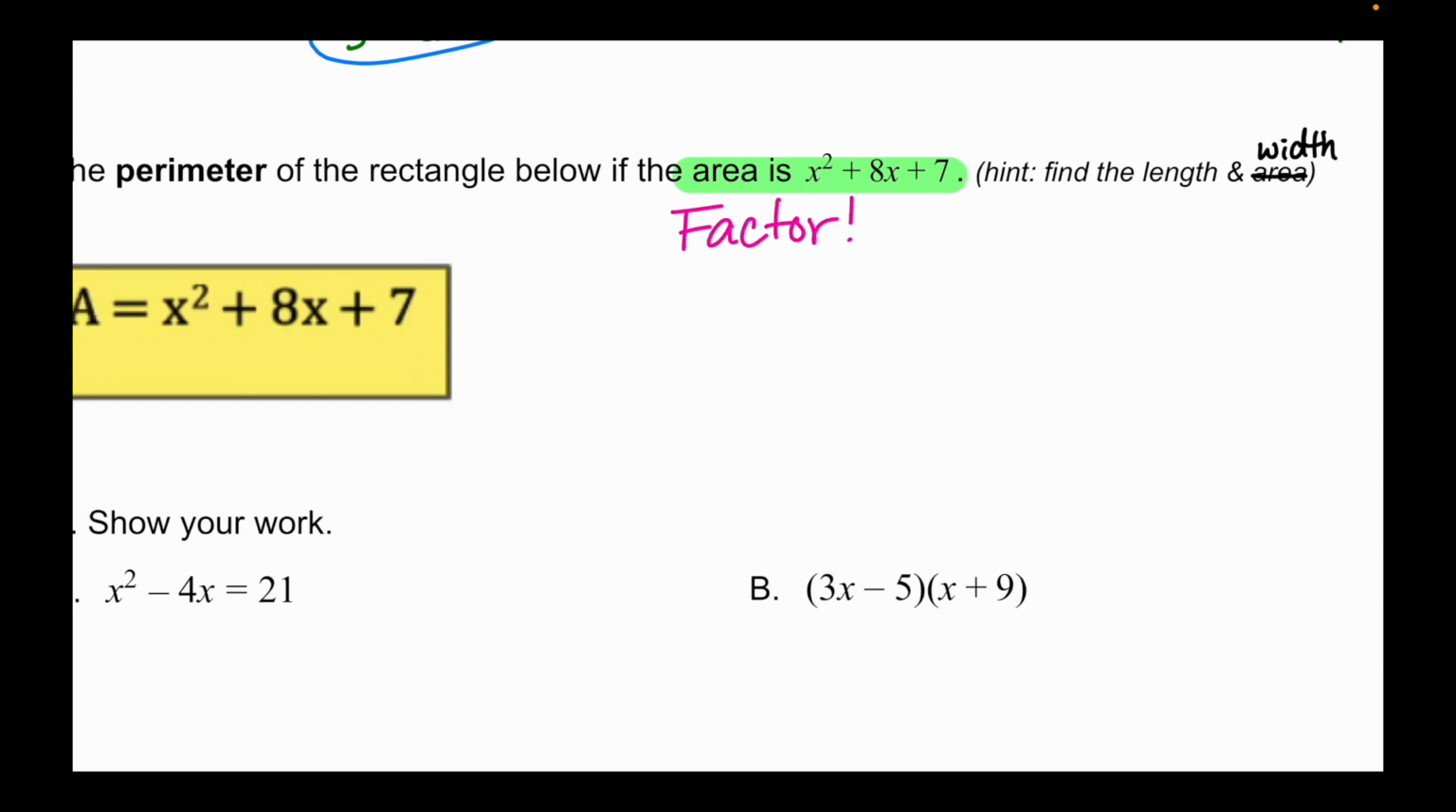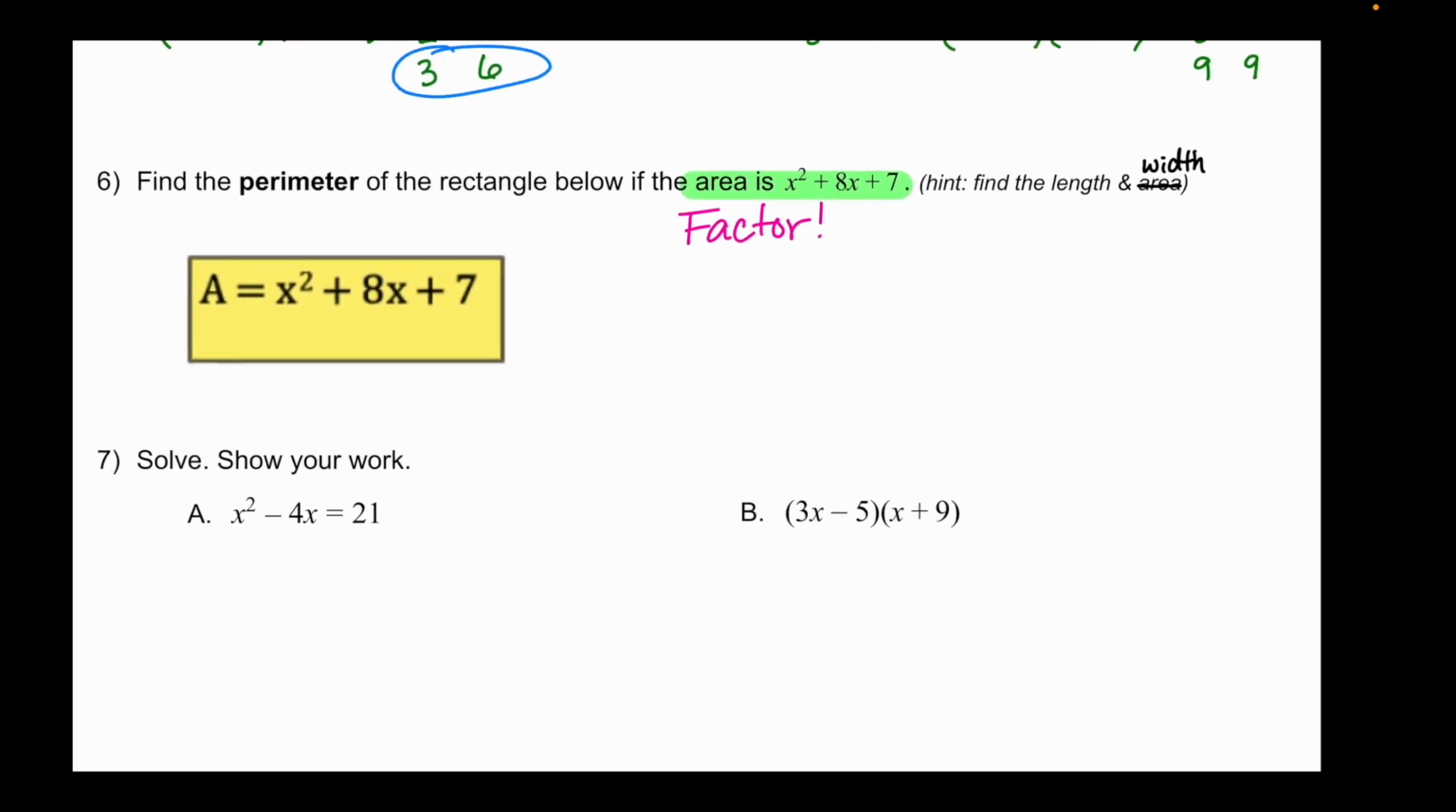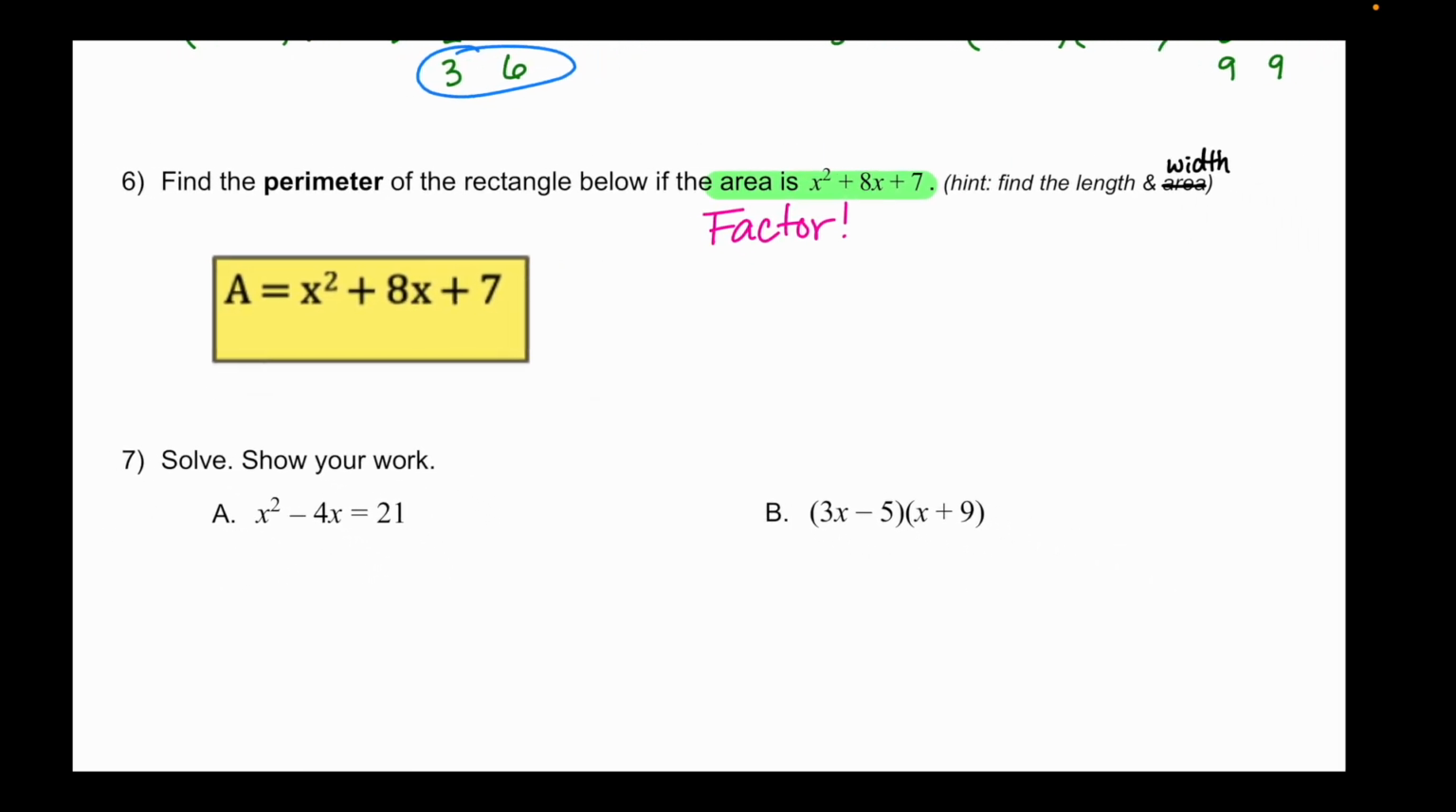We'll do this one in pink, I guess. So we are looking for things that multiply to make 7 and add up to make 8. Well, the great news is that the only things that multiply to make 7 are 7 and 1 because it's prime. So x plus 7 and x plus 1 will equal the x squared plus 8x plus 7.